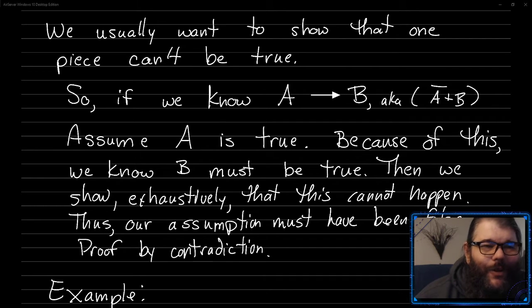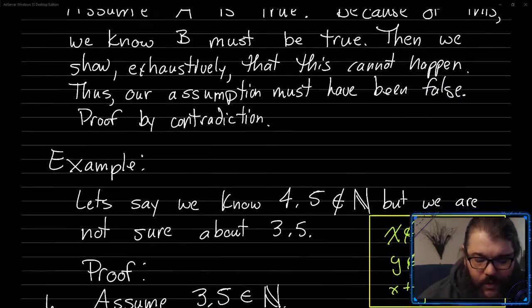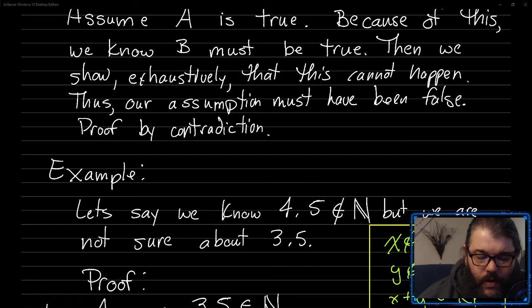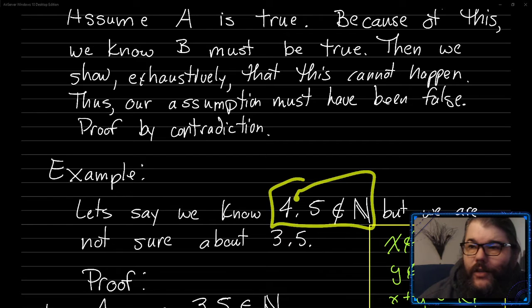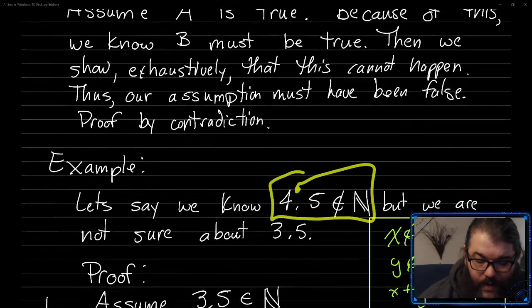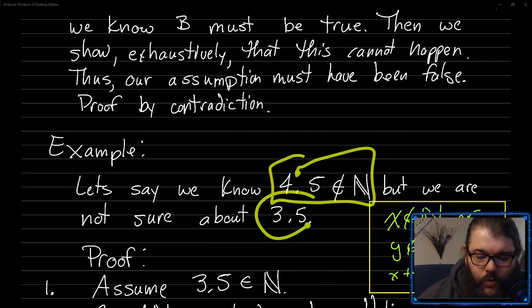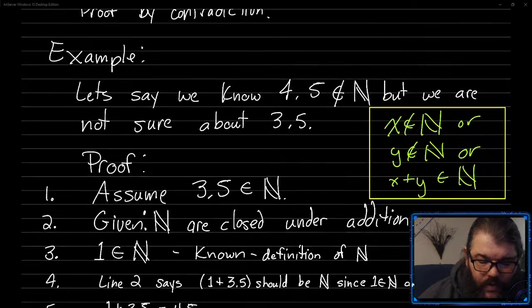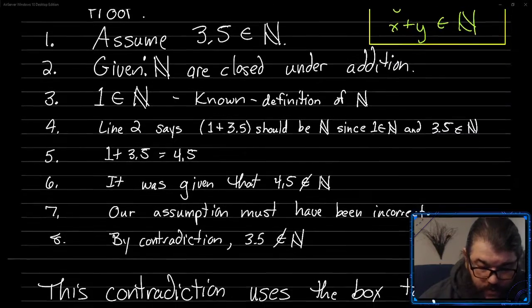Now, that's not very applied, and that probably doesn't stick in your head very well, but that's how these all work. So let's do a quick example, which is a little bit contrived, but it's kind of cool. Let's say that we know that 4.5 is not a natural number, which clearly it isn't. But then let's say we're not sure about 3.5. Okay? Let's say that's our situation. So here's how we're going to start. I'll show you the whole proof here.